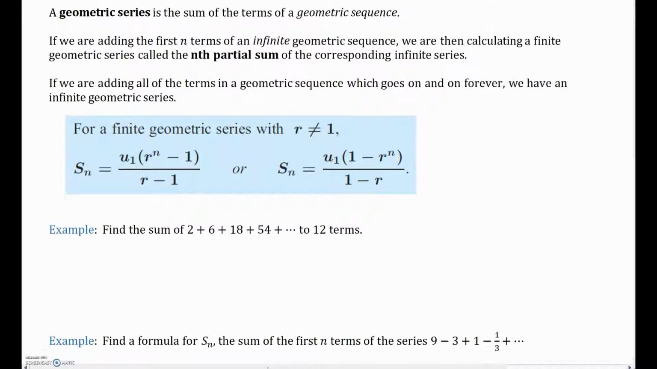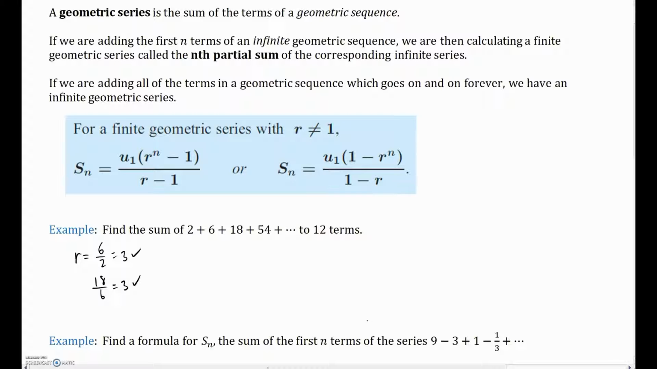All right, find the sum of 2, 6, 18, 54. Hey, look, I recognized that it was geometric because if I wanted to figure out r, it would be 6 over 2, which is 3. But I could also do that with another term, 18 over 6, which is 3. So I'm like, okay, these are matching. This is geometric. Let's use the geometric sum.